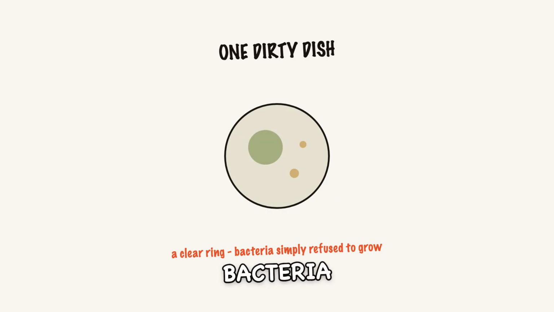In September 1928, Alexander Fleming returned from a holiday to his cluttered London laboratory and noticed something odd in a stack of petri dishes he'd carelessly left unwashed. One dish, contaminated by an airborne mold, had a clear ring around it where bacteria simply refused to grow. The mold, penicillium, was somehow killing the surrounding bacteria outright.